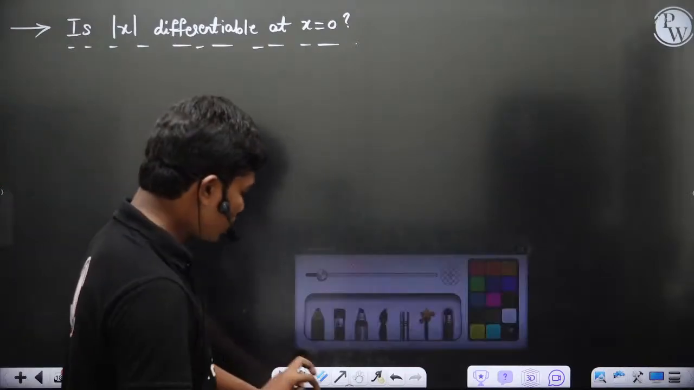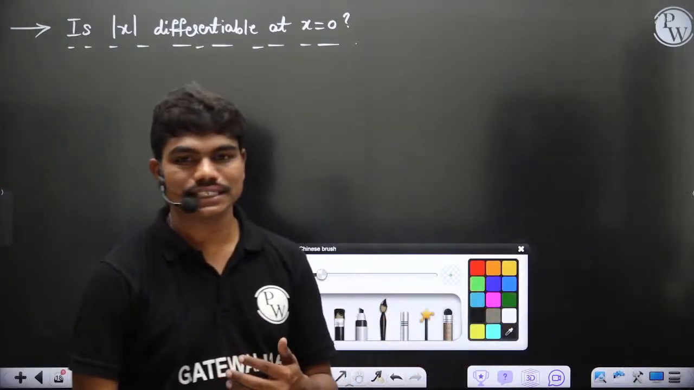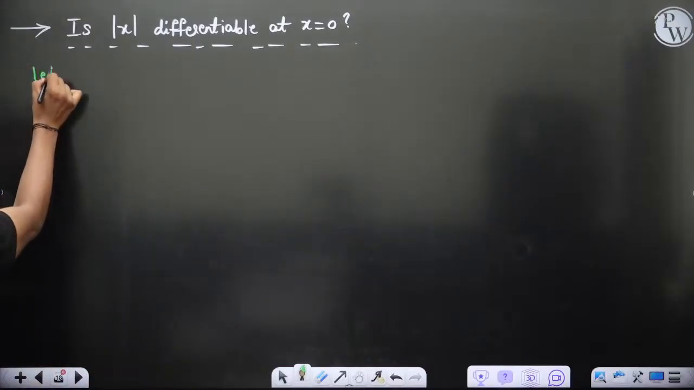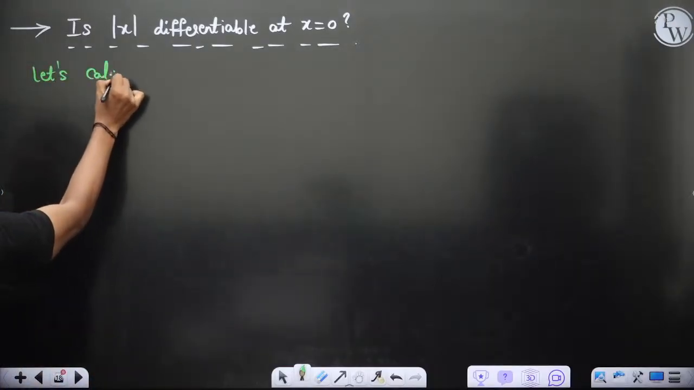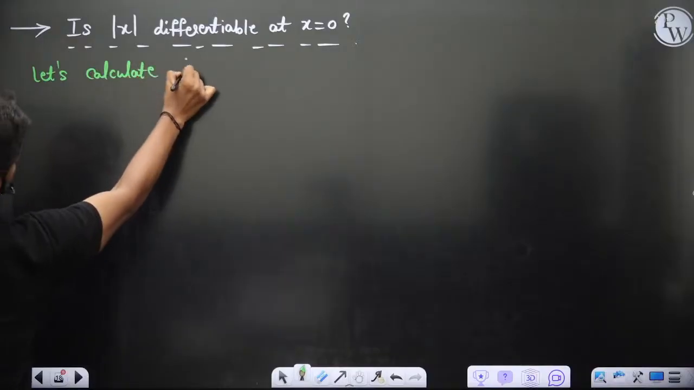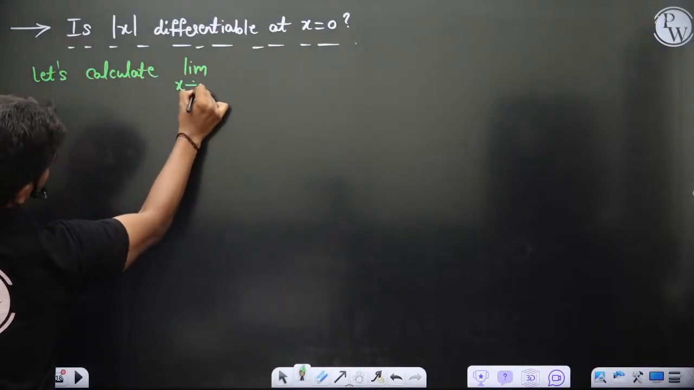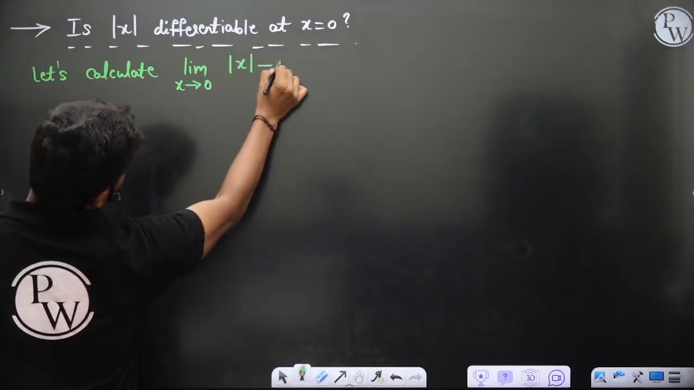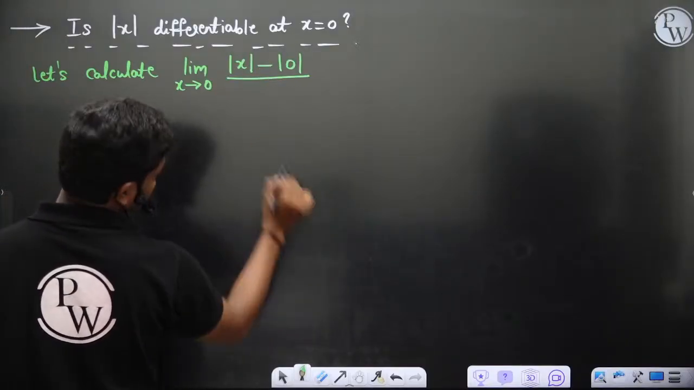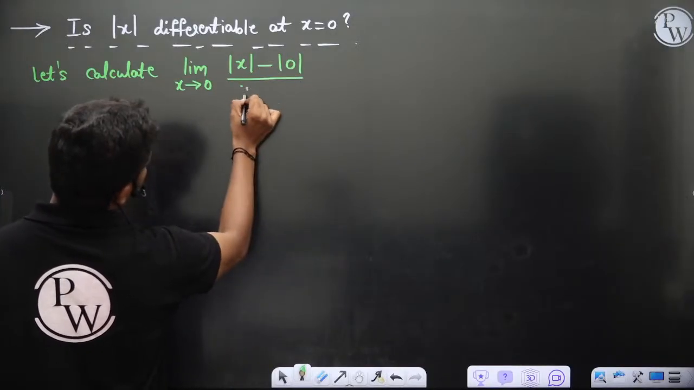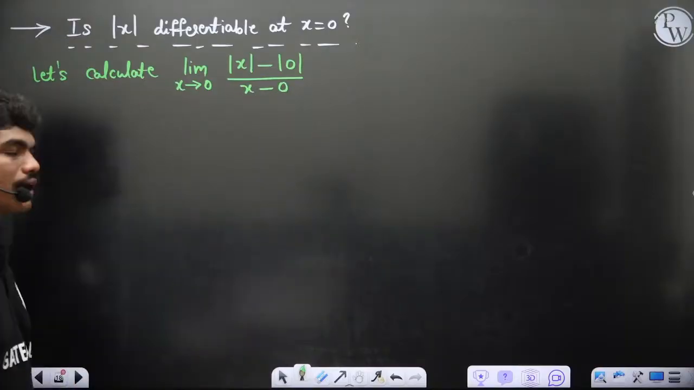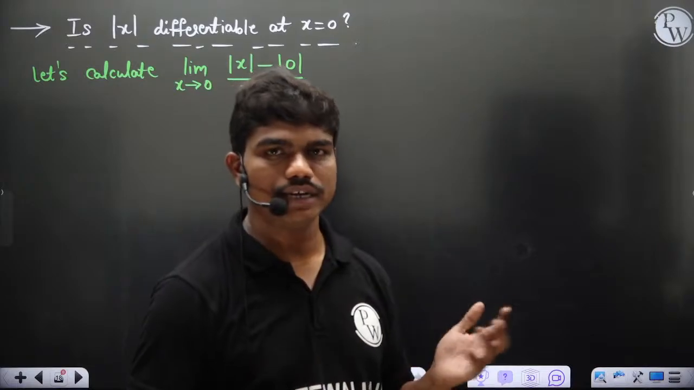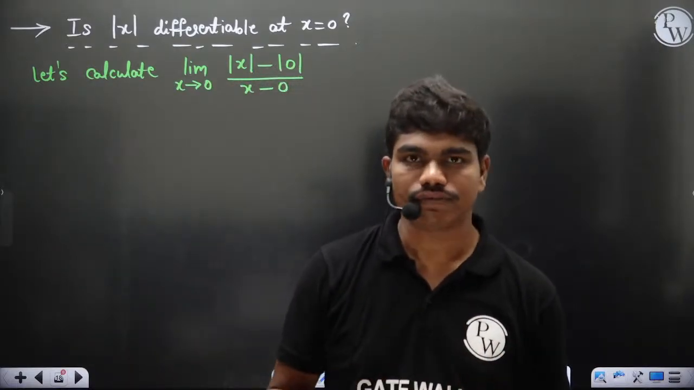Now ultimately, if you want to check whether at a particular point the function is differentiable or not, let's calculate limit x tends to a, because I am interested at my point x equal to a, f of x minus f of a divided by x minus a. This is what we have, okay. We'll see whether this limit is existing or not. If this limit exists, then of course the function is differentiable. If this limit does not exist, then the function is not differentiable, okay.